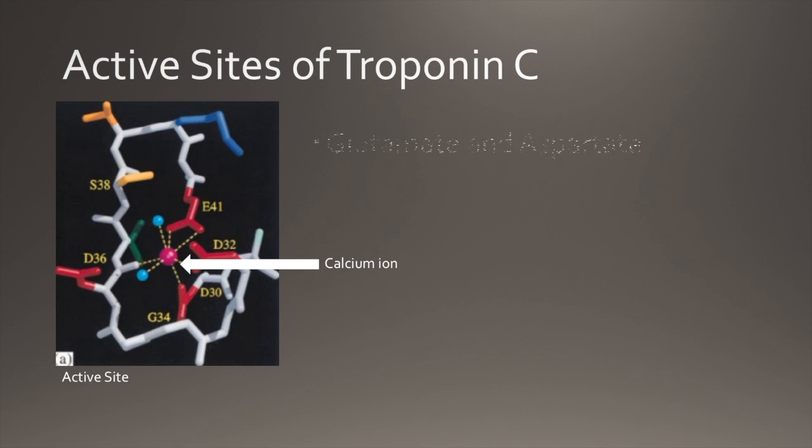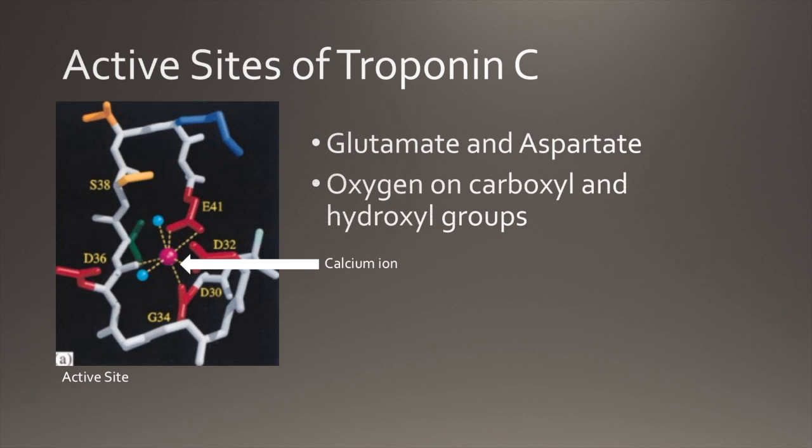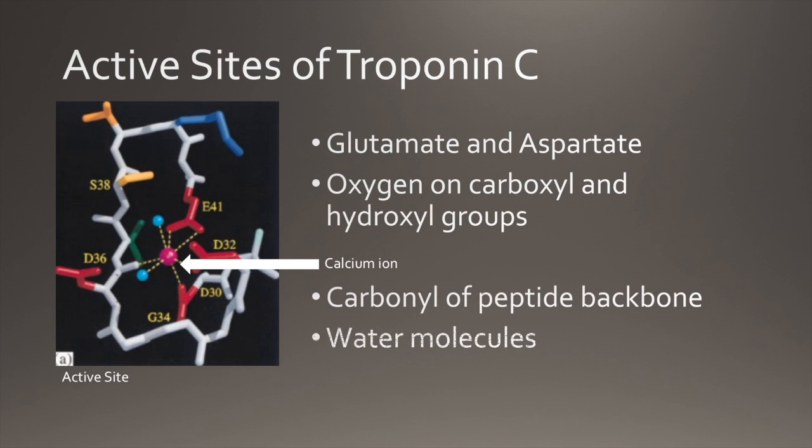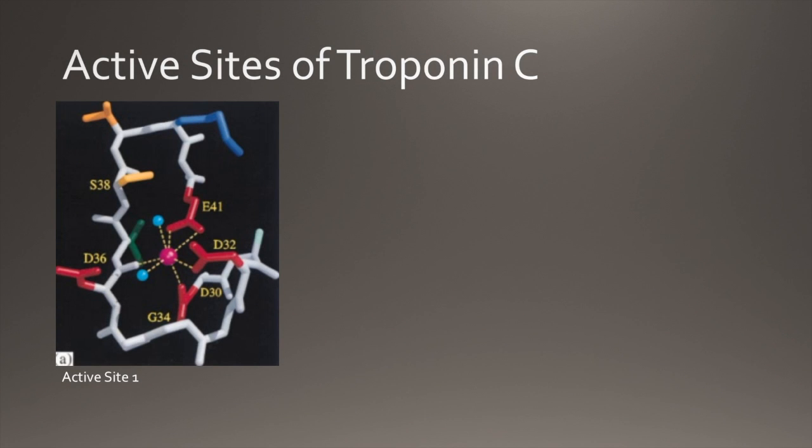Glutamate and aspartate play an important role in the binding of calcium ions as the positively charged calcium binds to electronegative oxygen atoms of the carboxyl and hydroxyl groups of these amino acids. Calcium also interacts with oxygens of the carbonyl group of the peptide backbone and of water molecules. Any change in these amino acids could result in a possible mutation since residue location is important in calcium binding.